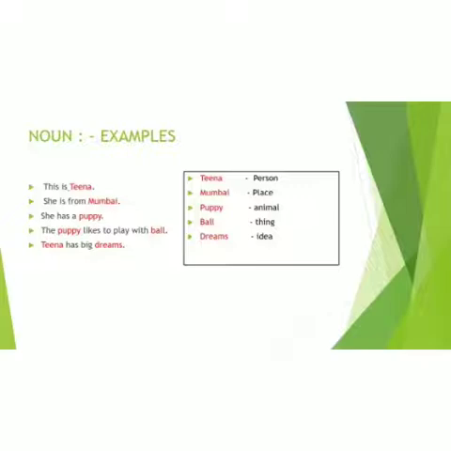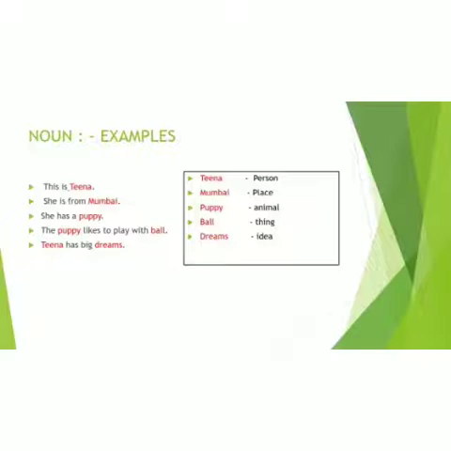The puppy likes to play with a ball. As you know, ball is a non-living thing, so this is also a noun. Tina has big dreams. What is dreams? Yes, dreams is also a noun as it's an idea.